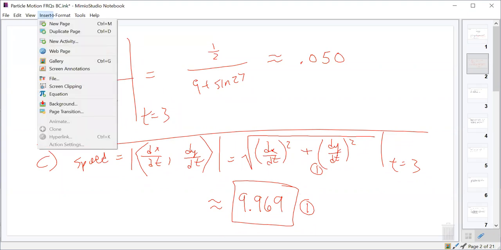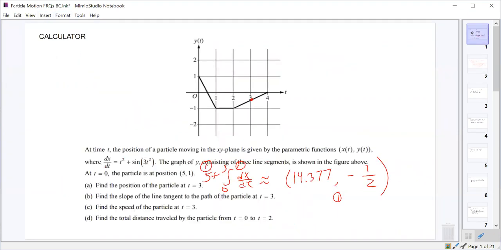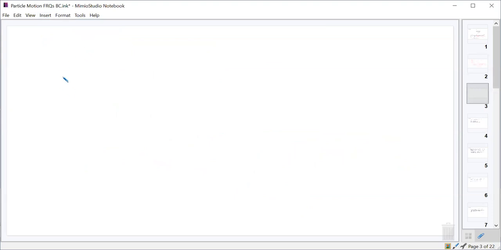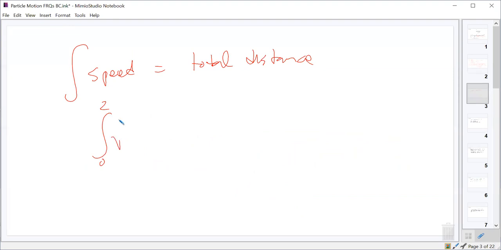All right, part D says the total distance traveled. Well, remember that to find a total distance, not a displacement, but a total distance, we have to integrate the speed. There we go. The integral of speed equals total distance. So all we need to do is integrate, what was it, from 0 to 2? Our speed equation, the square root of dx/dt squared plus dy/dt squared. And we integrate. And what do we get?